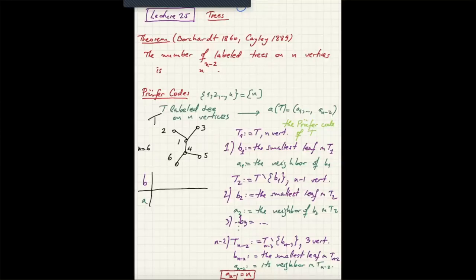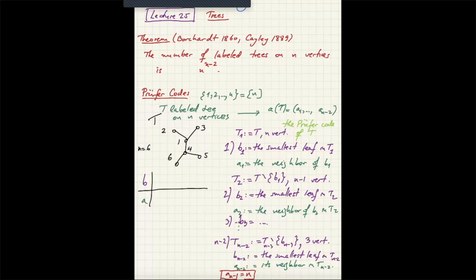Hi, welcome to our 25th lecture in graduate combinatorics. Today we'll continue our discussion about trees, and we will give the first proof of this famous theorem attributed to Cayley, but which was also proved by Borchardt, stating that the number of labeled trees on n vertices equals n to the power n minus 2.